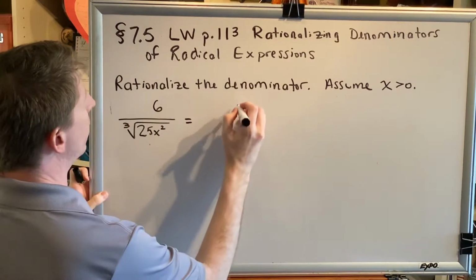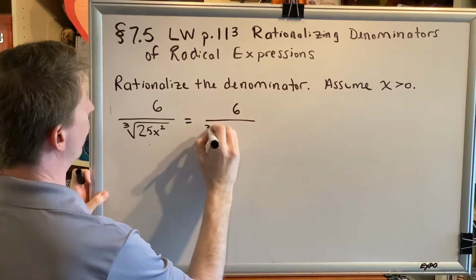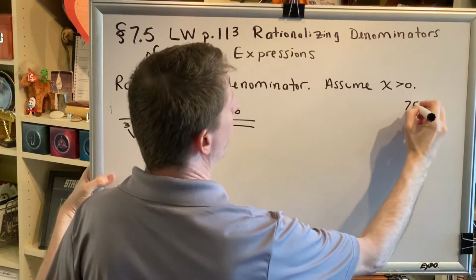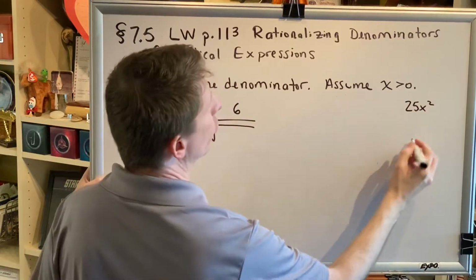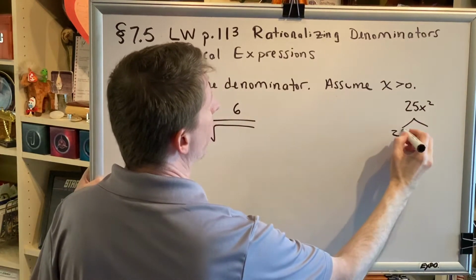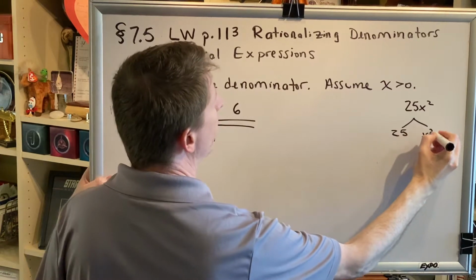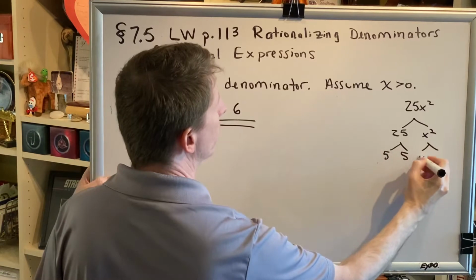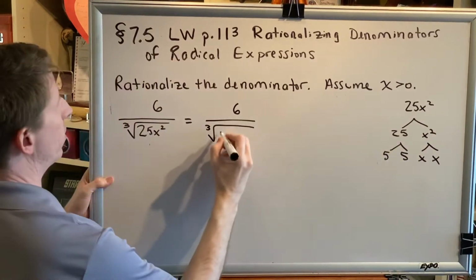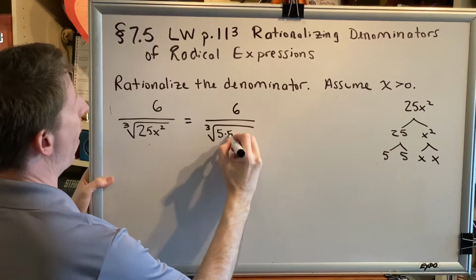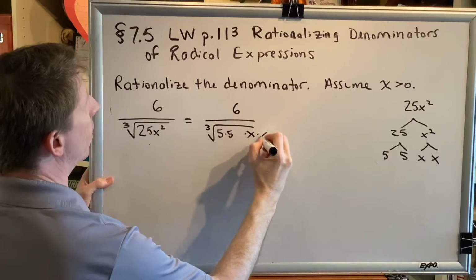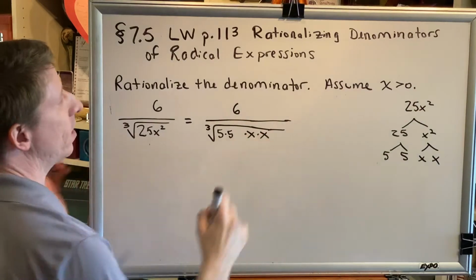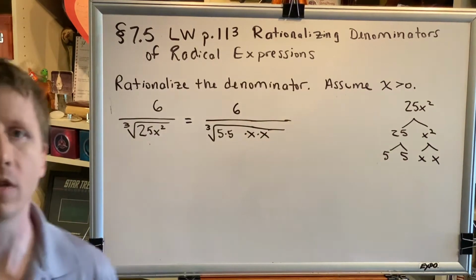The first step is to write the prime factorization of the radicand. In other words, rewrite 25x squared using a factor tree. 25x squared is the same thing as 25 times x squared. 25 is 5 times 5, and x squared is x times x. So this is a 5 times a 5 times an x times an x. Now you might have noticed that I left a little space here and here. I did that on purpose, and here's the reason why.